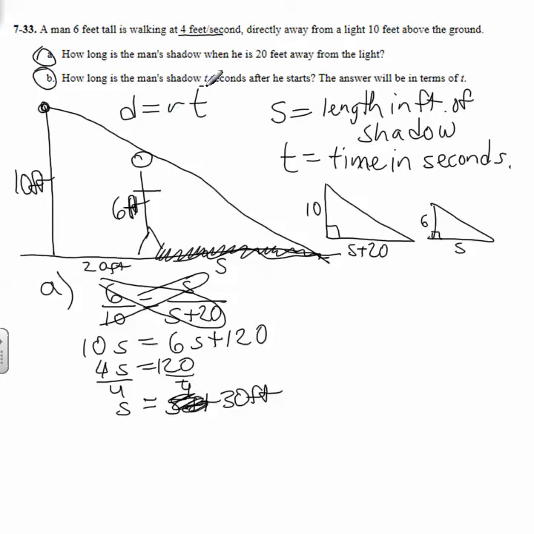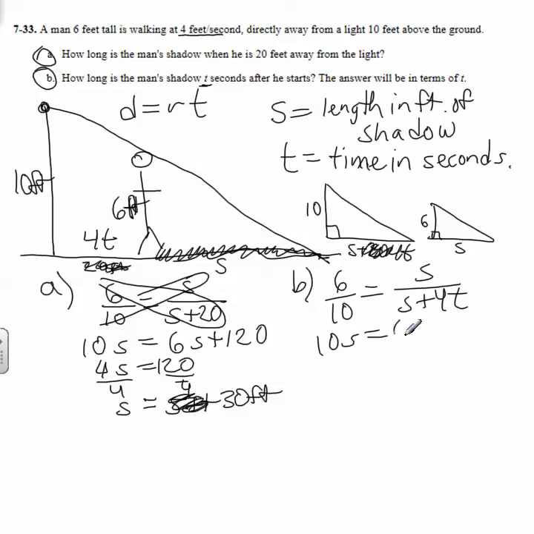So this distance right here is going to be my rate times my time. My time is unknown, t seconds, but I know my rate is 4 feet per second. So this distance for the second problem will be 4t. We're going to be able to set up the problem the same way. Instead of 20, we've got 4t. So we can proceed as in the previous problem. So 6 to 10 is now equal to s over s plus 4t. So cross products, 10s equals 6s plus 24t.